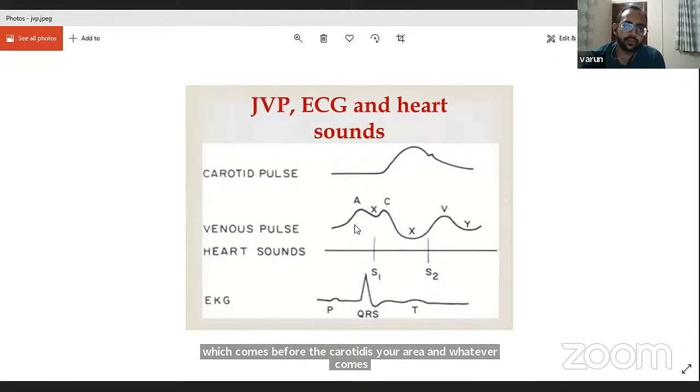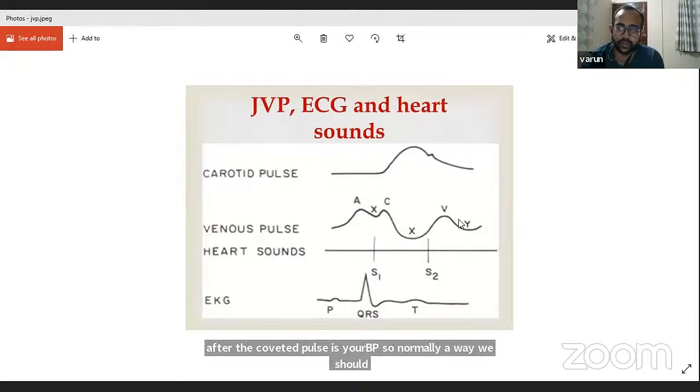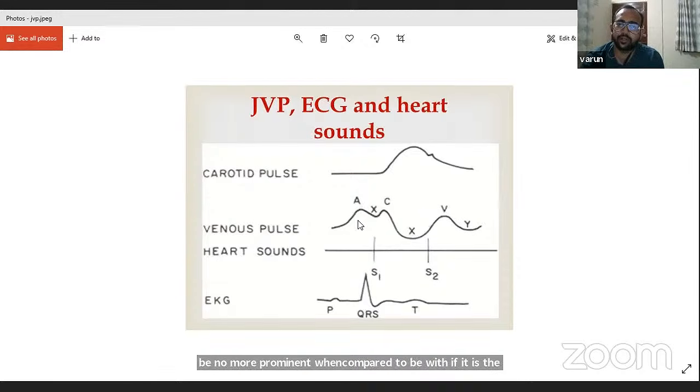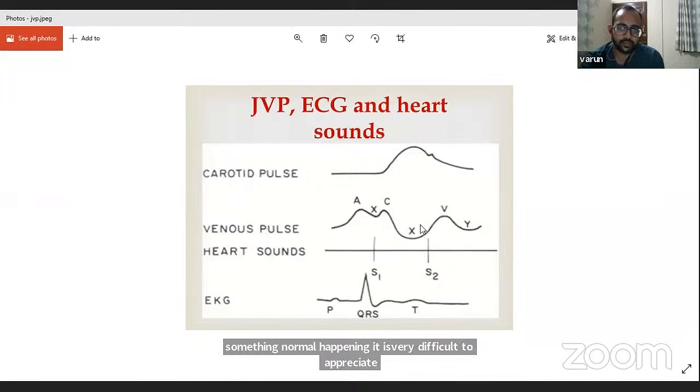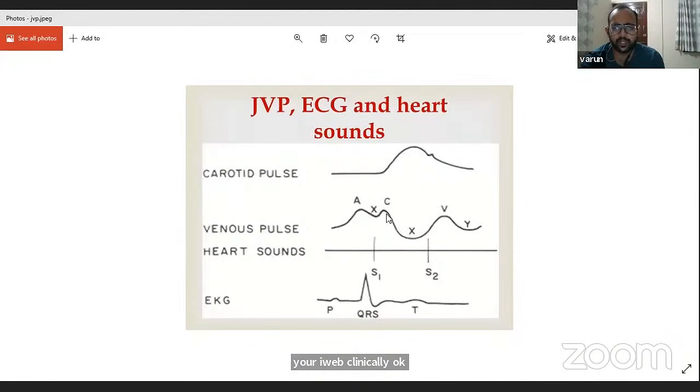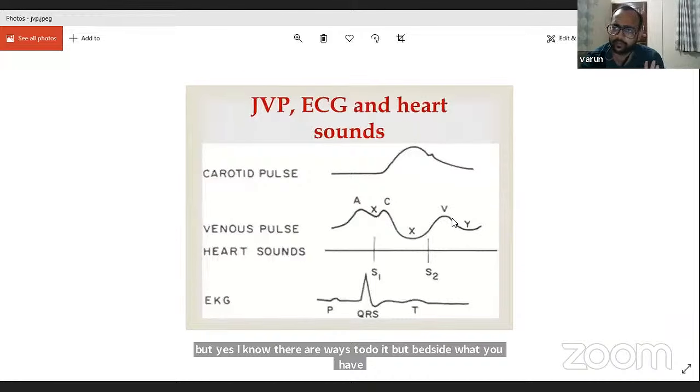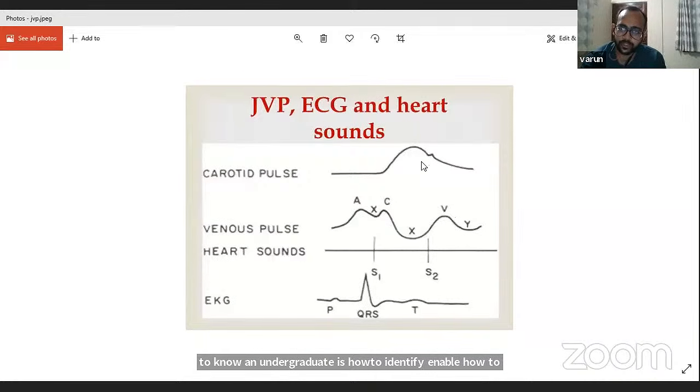So normally A wave should be more prominent when compared to V wave. If it is the other way around, say for example the V wave is more prominent than the A wave, then you have to consider that there is something abnormal happening. Now it is very difficult to appreciate your C wave clinically. But yes, there are ways to do it. But bedside, what you have to know for an undergraduate is how to identify an A wave, how to identify a V wave. Simple. One that comes before the carotid is A, one that comes after the carotid is V.